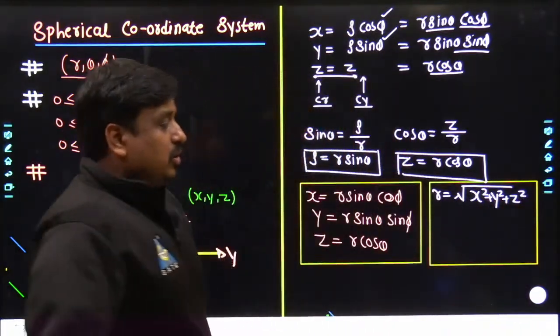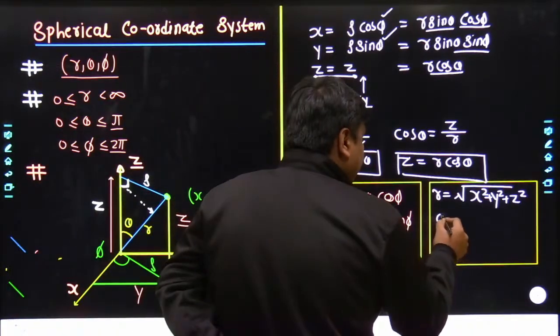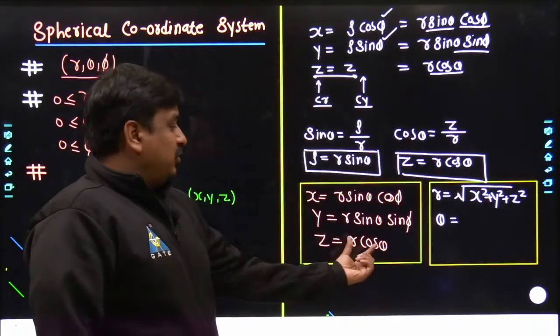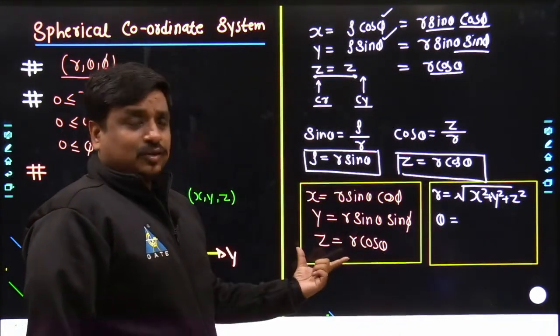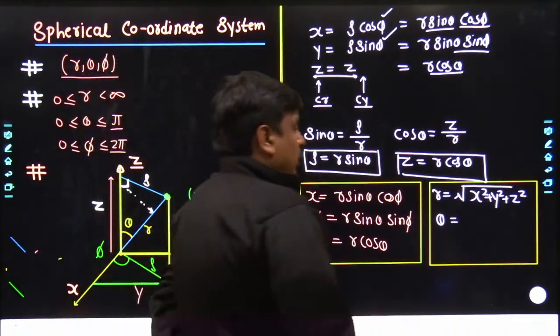Yes. Could you agree with what I am saying? The r is done. Then we shall be moving towards the theta. May I know how will you get the value of theta now? My dear friends, you can easily get the value of theta from the last expression. The theta is simply going to be cos inverse of z by r.